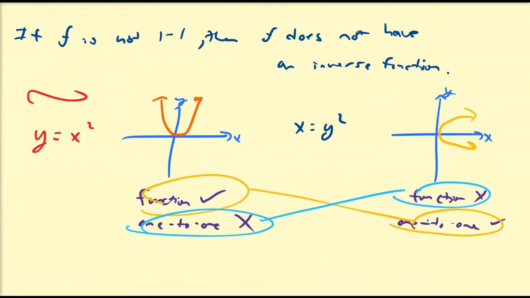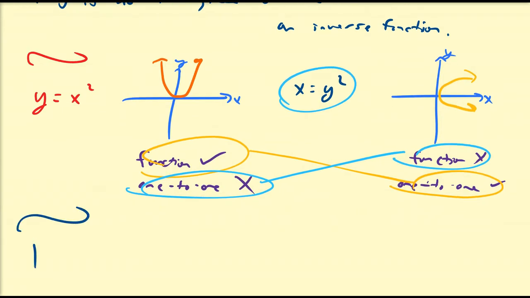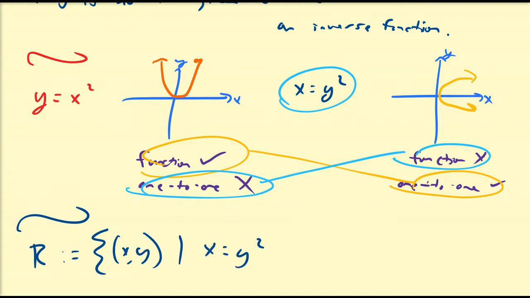Alright, so let's investigate this x equals y squared a little bit more. So I'm going to call this relation R. So I'm going to define R to be equal to the set of points (x, y) such that x is equal to y squared, and we're going to assume that x and y can take real values, right? So of course the graph of that relation is this parabolic curve.